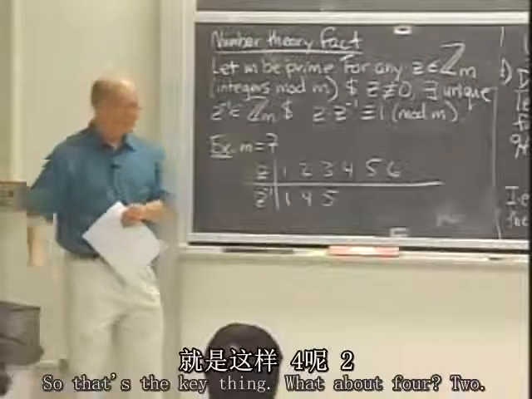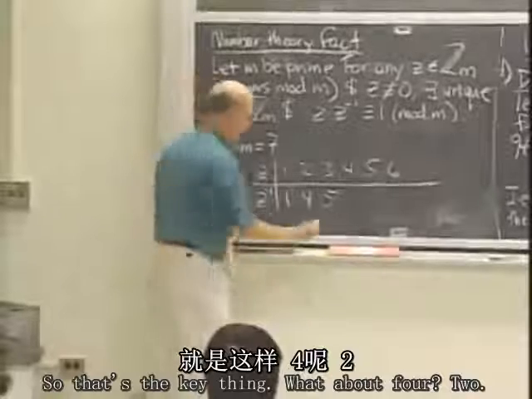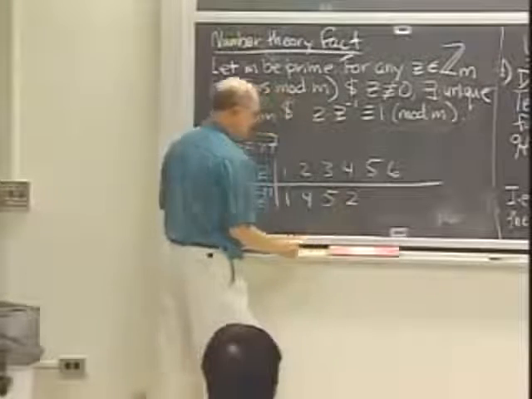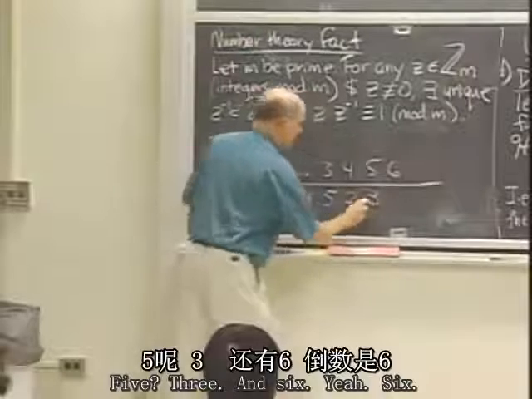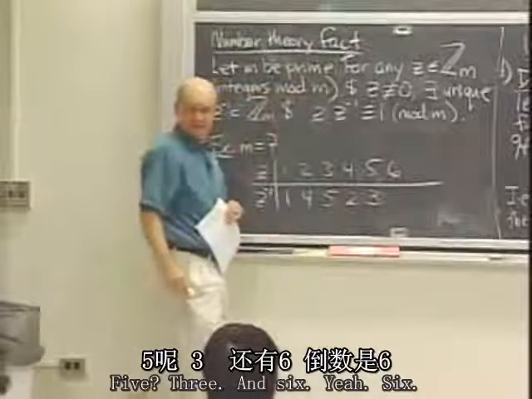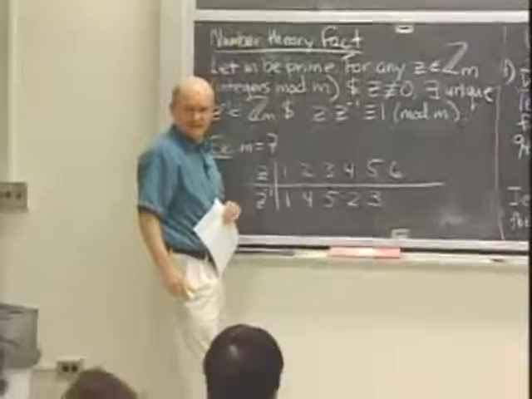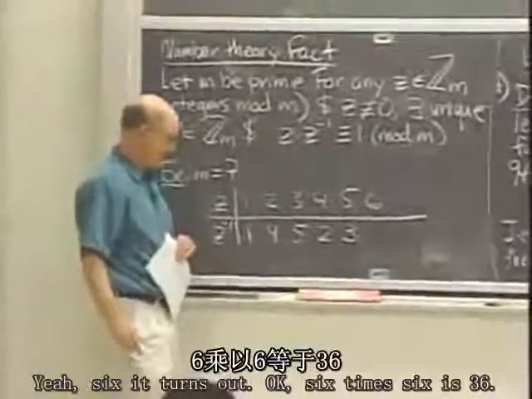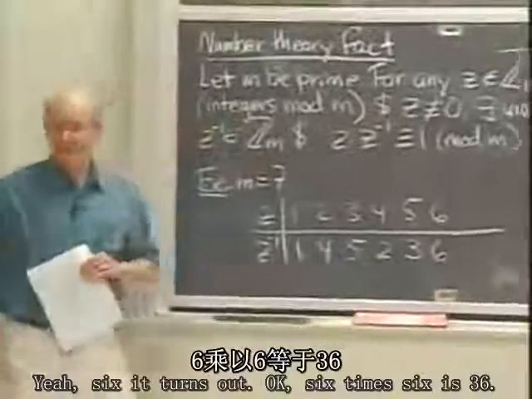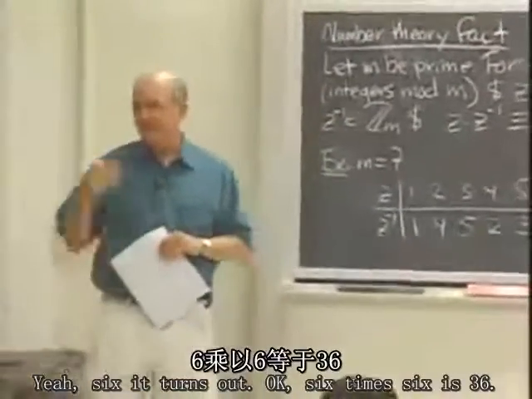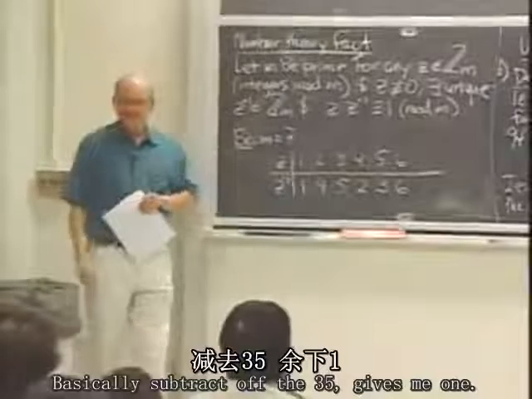So that's the key thing. What about 4? 2. Okay. 5? 3. And 6? Yep, 6 it turns out. 6 times 6 is 36. Mod 7, basically subtract off 35, gives me 1.